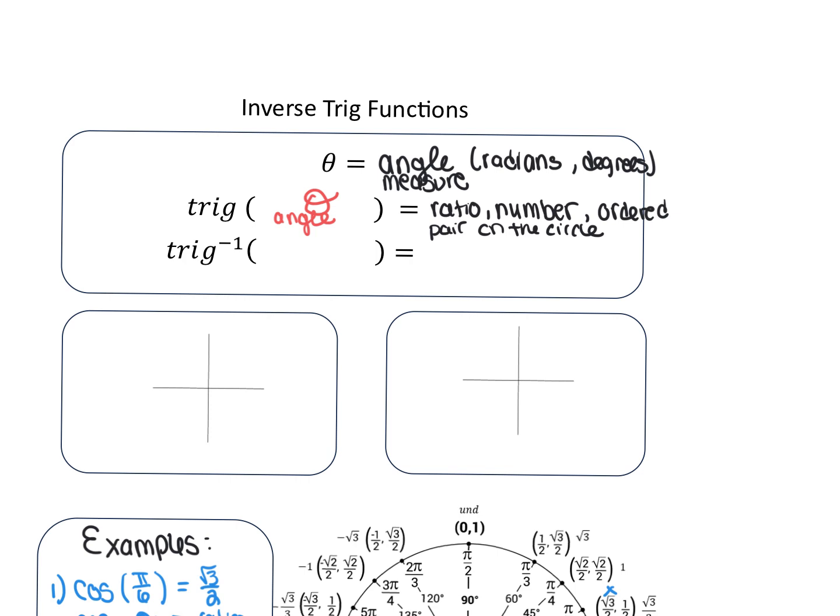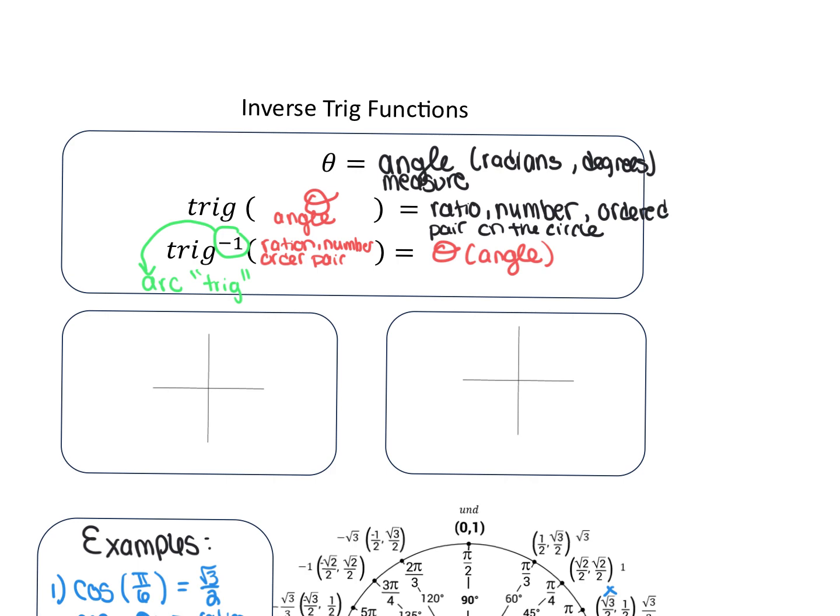When I do trig to the -1, this is read as arc, and then whatever the trig function was: arc sine, arc cosine, arc tangent, arc secant, whatever it was. So if I do arc trig of, now these two things are going to switch place, a ratio or a number or an ordered pair. What's going to come out is my theta, my angle.